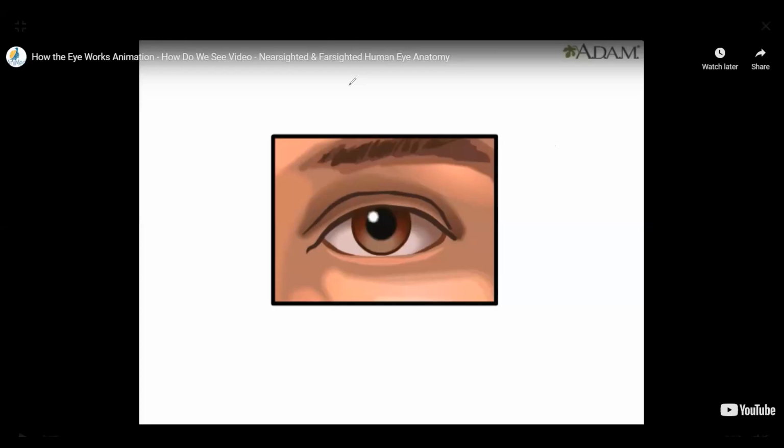Today in our GK, we will learn about the human eye. Everybody knows the human eye plays a very important role, and it is very closely connected to our brain. It is just like a camera by which we can see everything.